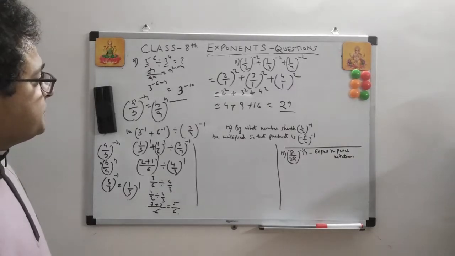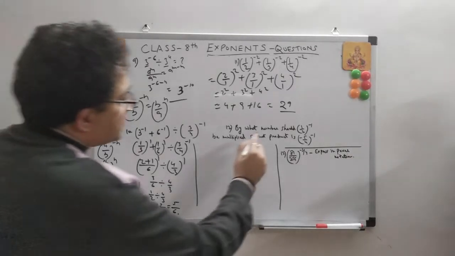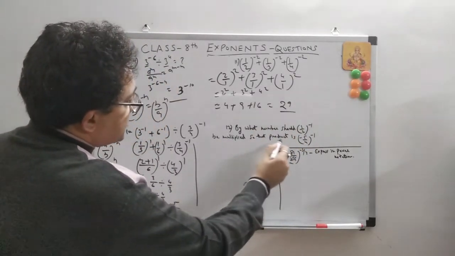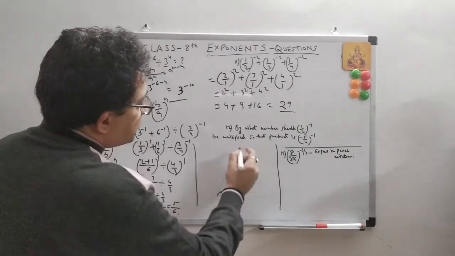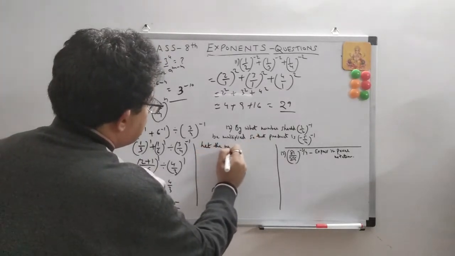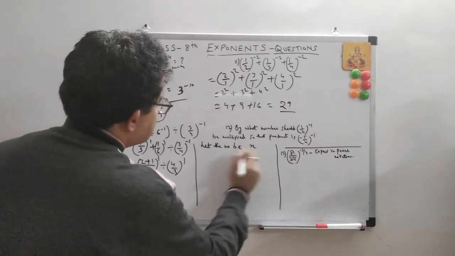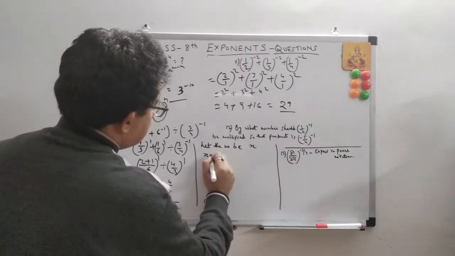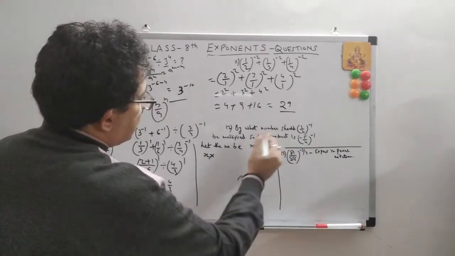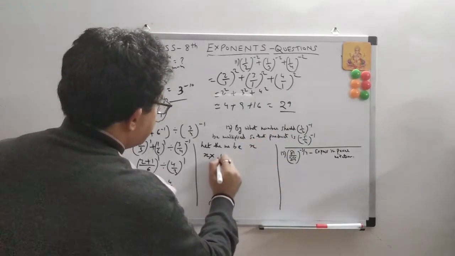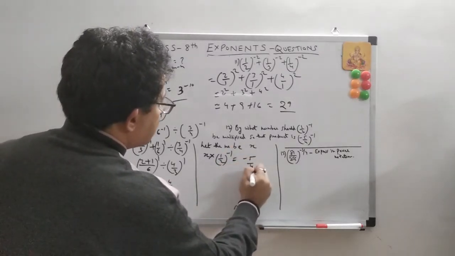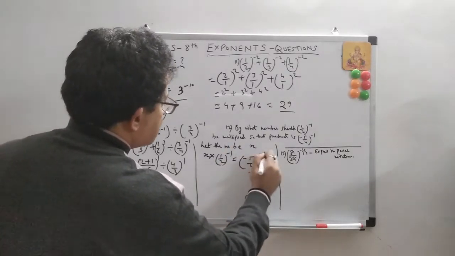Now we move further. By what number should half to the power minus 1 be multiplied so that the product is this? Now we don't know the number, so let's see, let the number be x. So x into half to the power minus 1 to get minus 5 by 4 to the power minus 1.